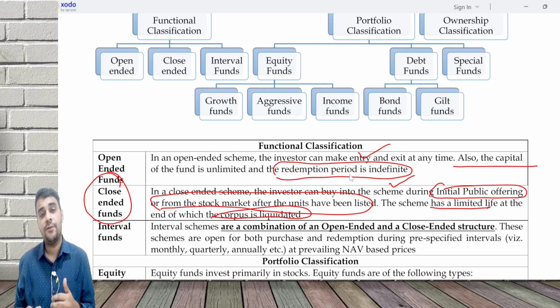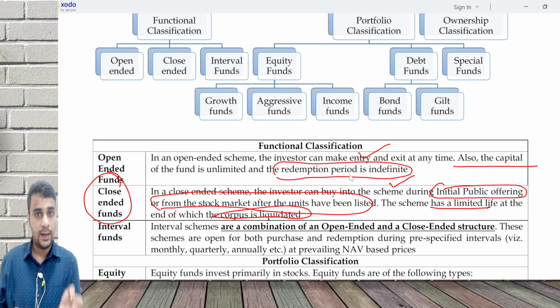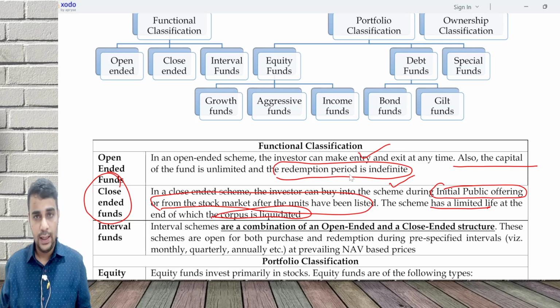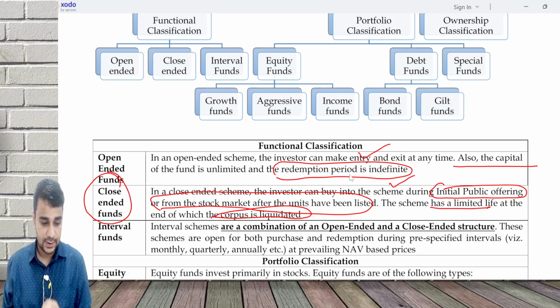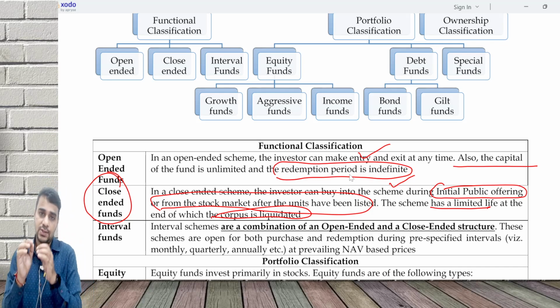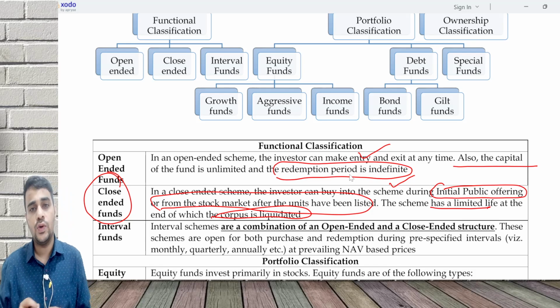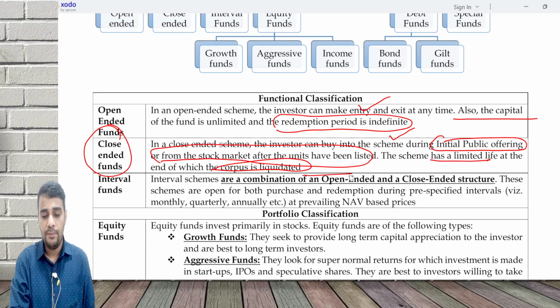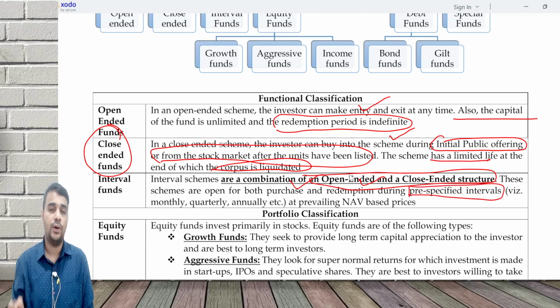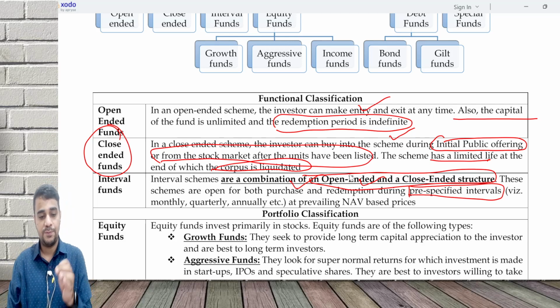Whereas in a close-ended fund, because there is a specific entry point and a specific exit point, if you want an entry or exit in between, then it has to happen only through the stock markets. Interval fund is a combination which is open for entry and allows exit at specific pre-specified intervals. So interval schemes are a combination of open-ended and close-ended structure, allowing purchase and redemption during pre-specified intervals: monthly, quarterly, annual.